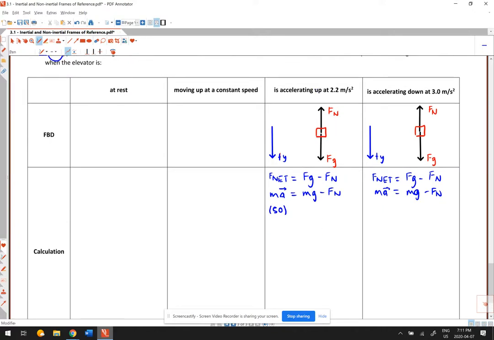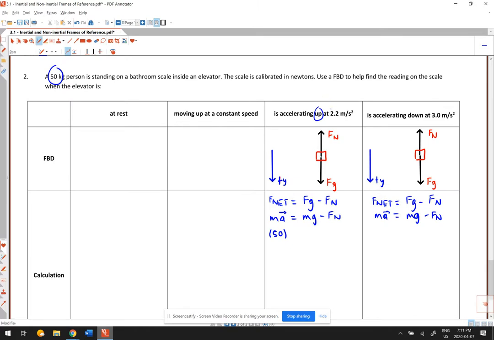Now, the difference here is that because we've defined our positive y as going down, the elevator is accelerating up. So the way we would write this down is that this would be 2.2 meters per second squared up. But because everything is in our down direction, we're going to say negative 2.2 meters per second squared down. So we're going to plug this in. So it's going to be negative 2.2 equals mass, which is 50, multiplied by gravity, 9.8, minus normal force.